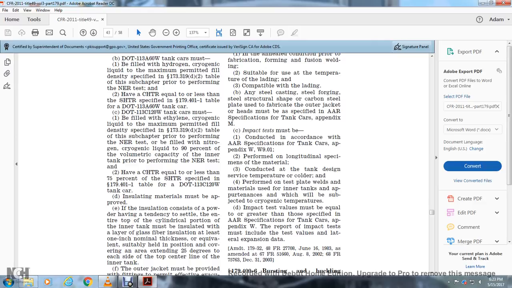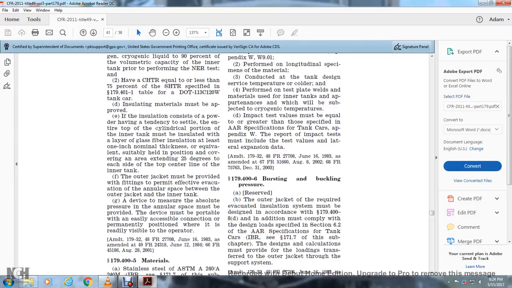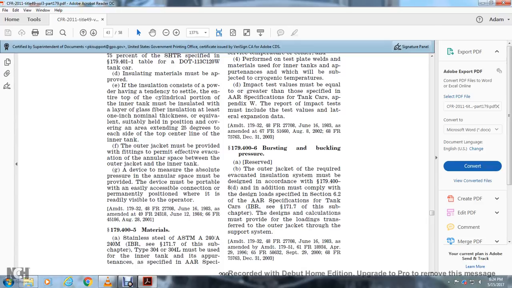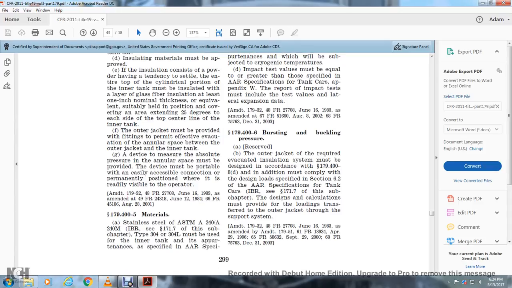179.401-1. 113C120W tank car: insulation materials must be approved. If the insulation consists of powder having the tendency to settle, the top of the cylindrical portion of the inner tank must be installed with a layer of glass fiber insulation at least 1 inch nominal thickness or equivalent, suitably held in position with a covering area extending 25 degrees each side of the top center line of the inner tank. The outer tank must be provided with fittings to permit the effective evacuation of the annular space between the outer jacket and the inner tank. A device to measure the absolute pressure of the annular space must be provided. The device must be portable, with an easily accessible connection in a permanent position where it is readily visible to the operator.